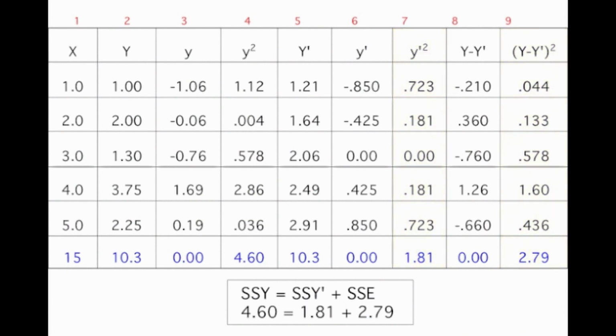There are several other notable features about this table. First, notice that the sum of small y and the sum of small y prime are both 0. This will always be the case because these variables were created by subtracting their respective means from each value. Also, notice that the sum of Y minus Y prime is 0 when you take rounding error into account. This indicates that although some Y's are higher than their respective Y primes and some are lower, the mean difference is 0.